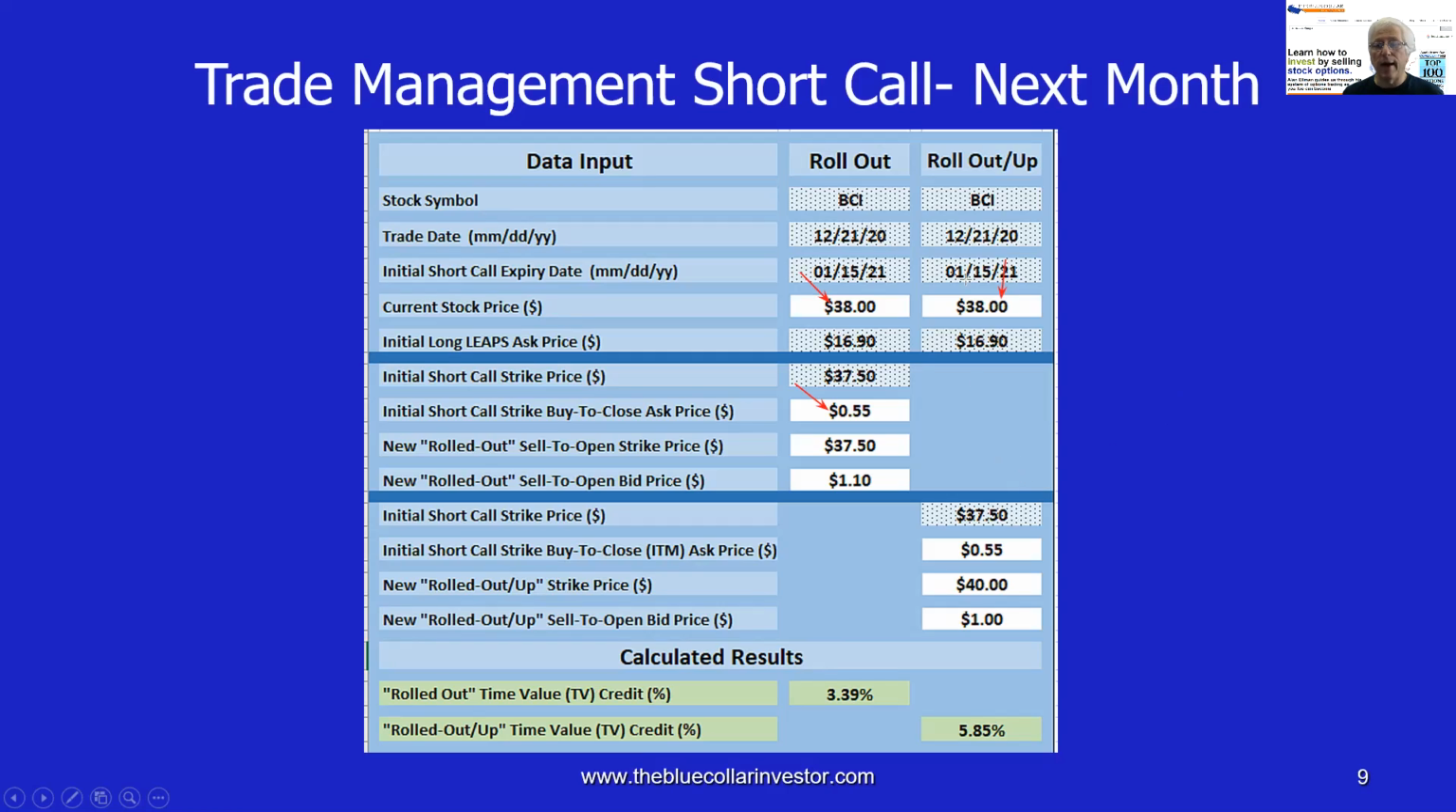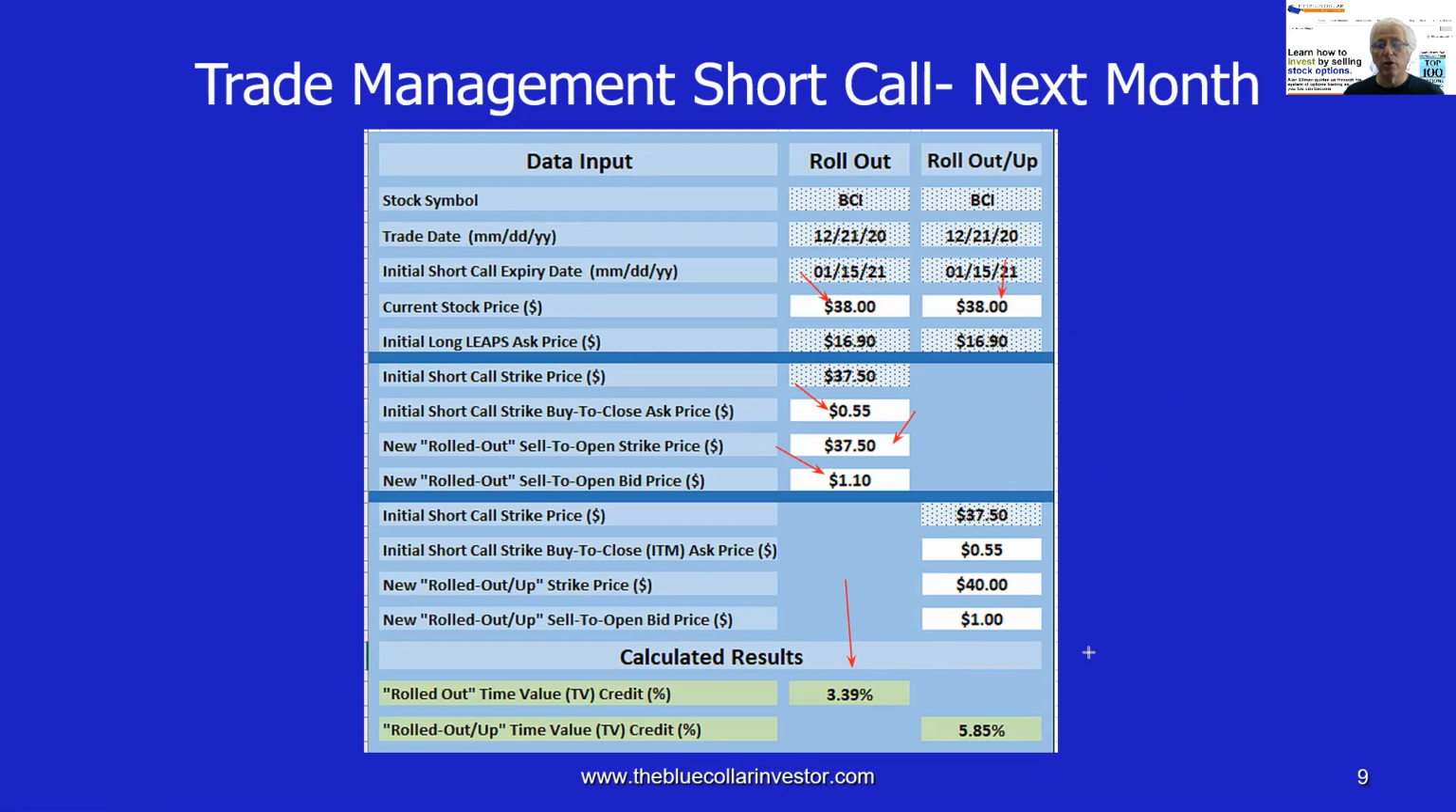Now, if we rolled out, that implies we're going to the next month, same strike. So we're rolling out to the next month, 37.50 strike, which is the same one for the near month. And let's say that generated a premium of $1.10. Well, the calculator will show us that we have a rolled out time value credit of 3.39%.